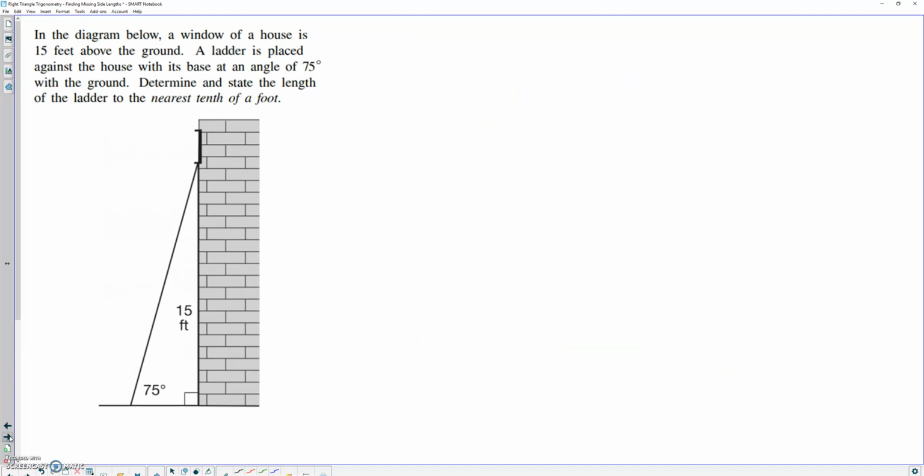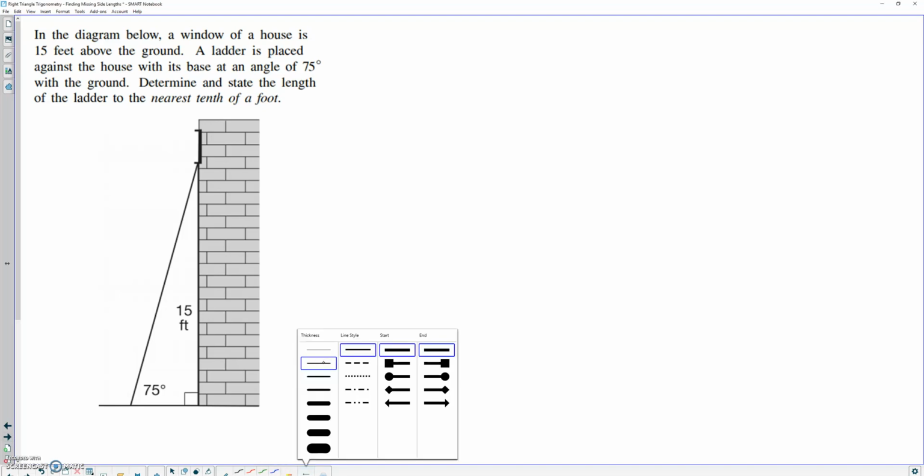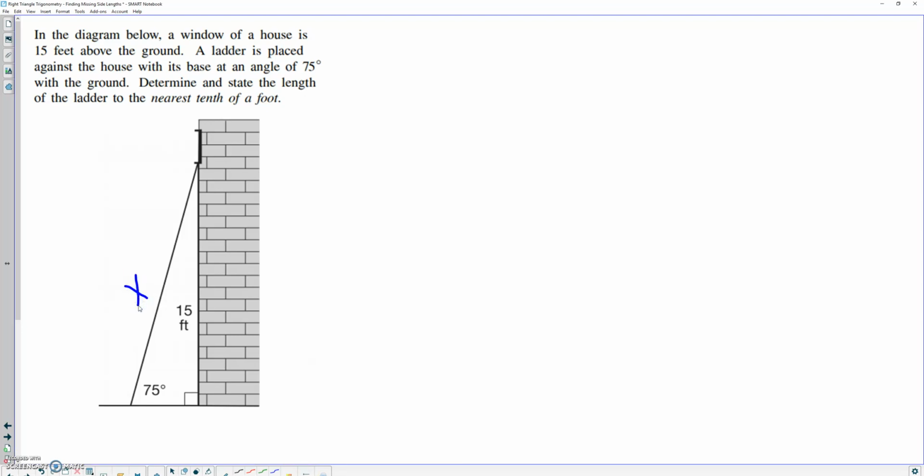Okay, so in this example, in the diagram below, a window of a house is 15 feet above the ground. A ladder is placed against the house with its base at an angle of 75 degrees with the ground. Determine and state the length of the ladder to the nearest tenth of a foot. Okay, so they want the length of the ladder. Okay, so here's the ladder leaning up against the house, so we'll call that x. That's what we're solving for. So 75 degrees is our acute angle. So 15 is the side opposite that angle. And x is opposite our right angle, so that's our hypotenuse.